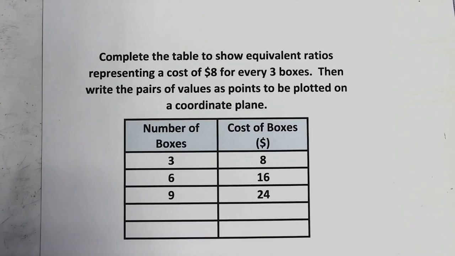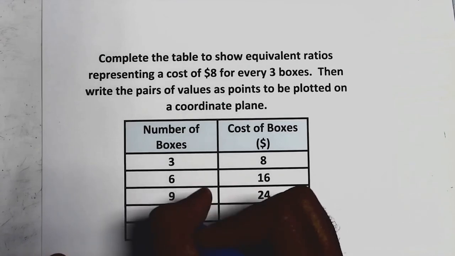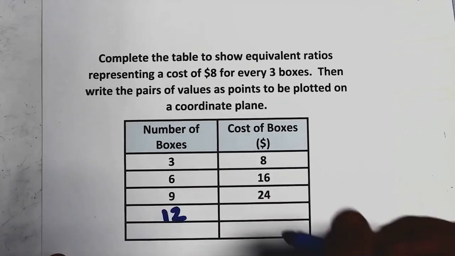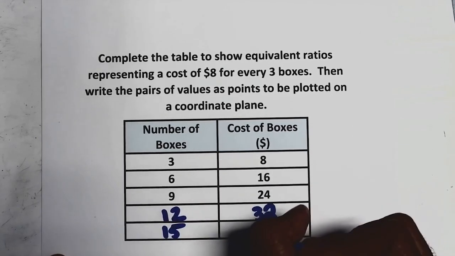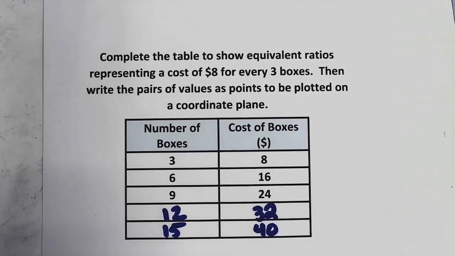We'll check our answers in a second. We've been spending a lot of time on ratio tables, so I know you can do this to create these equivalent ratios. So I want to see if you got the same values as me. So I have ratio 12, 32, 15 to 40.